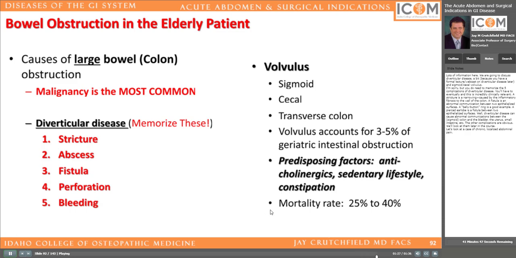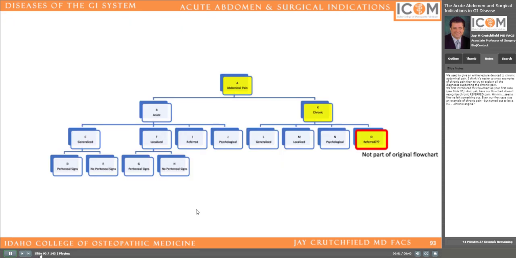Even today, in an elderly patient, the mortality rate of a cecal, sigmoid, or transverse colon volvulus can range between 25 and 40%. We used to give an entire lecture devoted to chronic abdominal pain. I think it's easier to show examples than to try to explain all of the diagnoses supporting chronic abdominal pain.